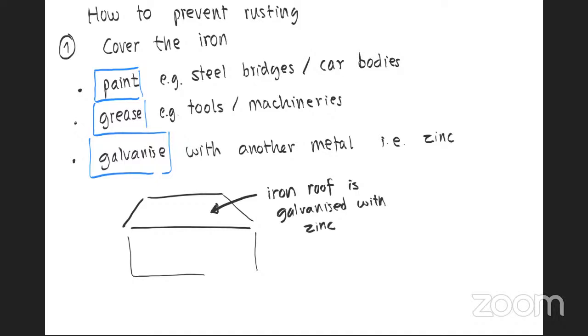Galvanizing is basically a fancy word for coating. To coat a metal with another metal.